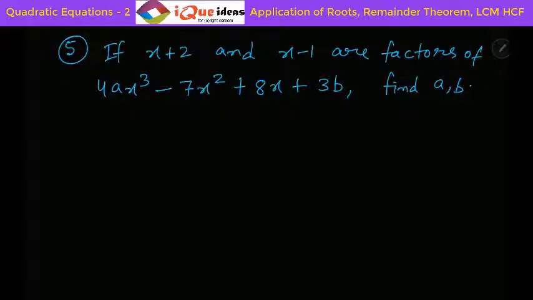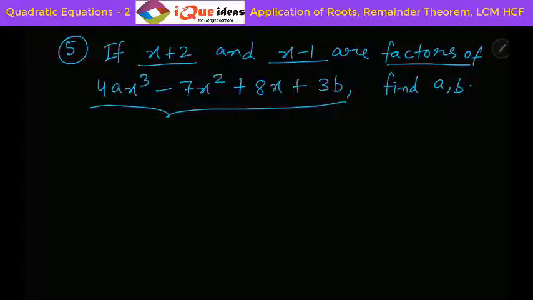Now look at this question very carefully. It says if x plus 2 and x minus 1 are factors of this expression 4ax cube minus 7x square plus 8x plus 3b, find the values of a and b. Right? Now let's do one thing. So one thing is very clear, that x plus 2 is a factor, x minus 1 is a factor. That means when we divide this given expression by x plus 2, remainder should be 0. Similarly, when we divide this given expression by x minus 1, then also the remainder should be 0.